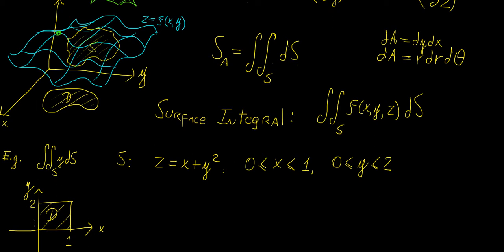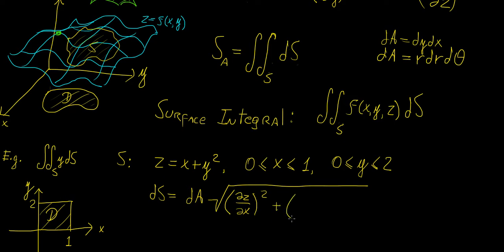So now this is the domain we have on the xy plane, and we already have the limits, so all we need to do is put everything in there. The first thing we need to do is find out what that element dS is. So element dS is going to be dA times the square root of z with respect to x squared plus z with respect to y squared plus 1. Alright, so now we need to find out what those derivatives are.